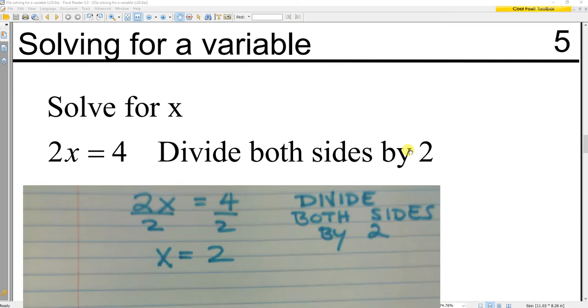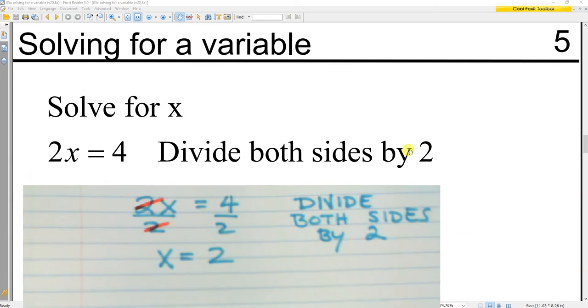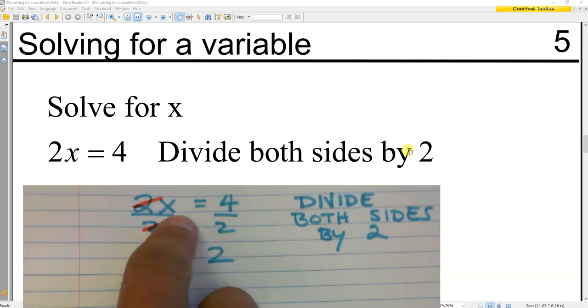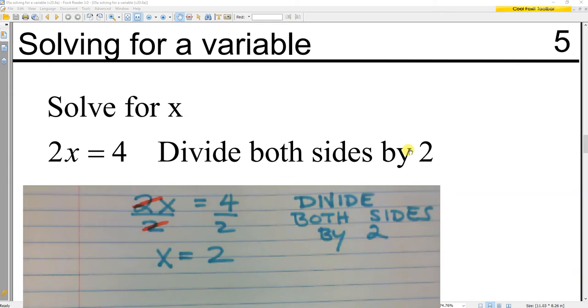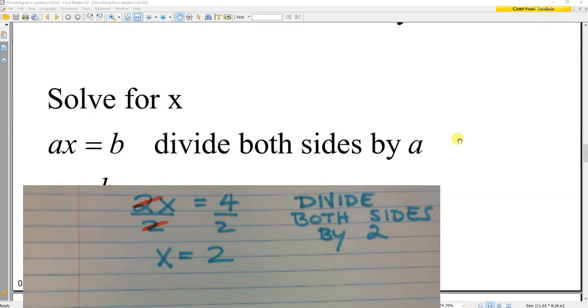Right? Red marker of death and destruction. Who's the variable? X is the variable. Who's bugging it? 2. What's the 2 trying to do? Multiply. How do I fight multiplication? Division. X equals 2. Now, let's apply that to this. It's the exact same problem. It works the exact same way.